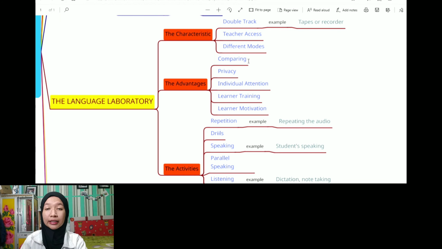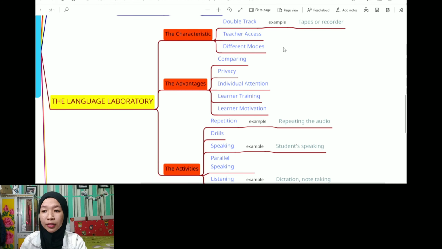Okay, the fifth is the language laboratory. In the language laboratory, there are 3 parts. The first is the characteristic of the language laboratory, the advantage of the language laboratory, and the activities of the language laboratory. So we go to the first, the characteristic. The characteristic of the language laboratory has 3 kinds. The first is double track, the second is teacher access, and the third is different modes.